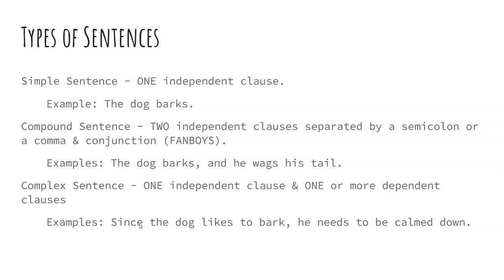I will provide you with a list of these in class tomorrow to look out and pay attention to. So since would be circled, dog underlined once, likes underlined twice. In our independent clause, we have he as our subject and needs as our verb.